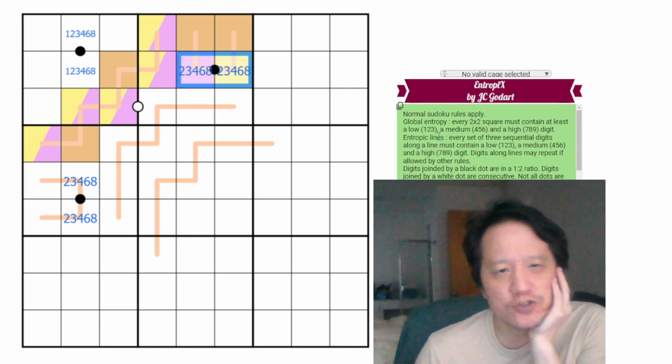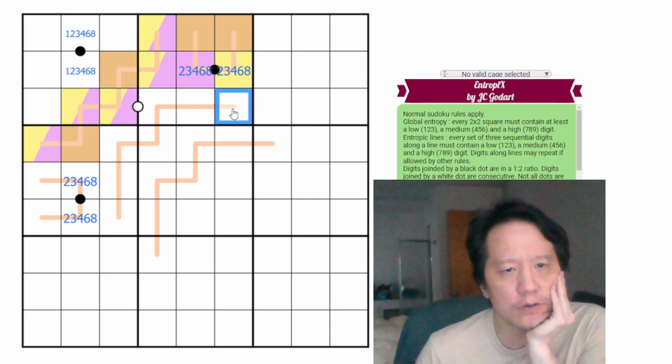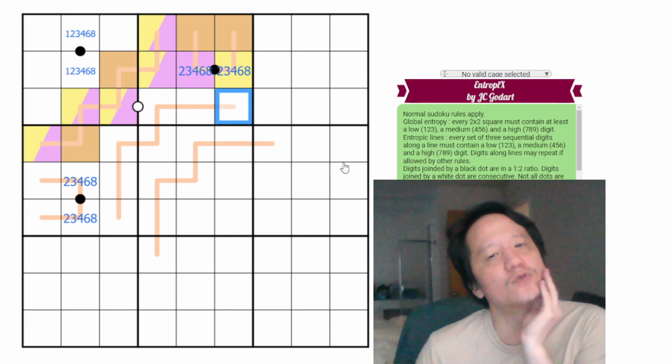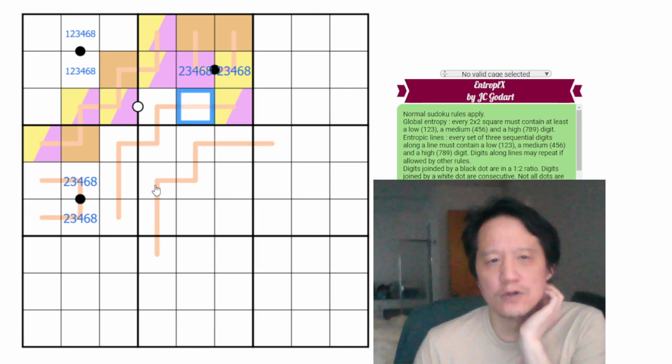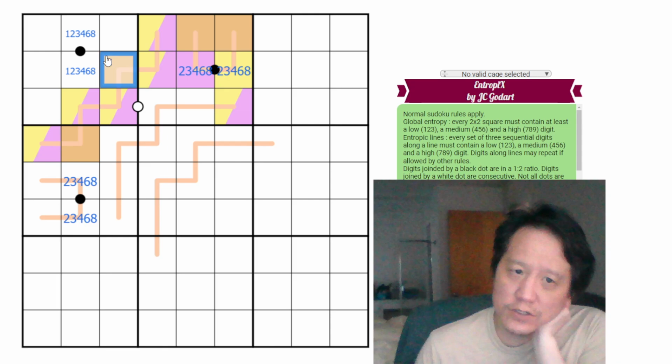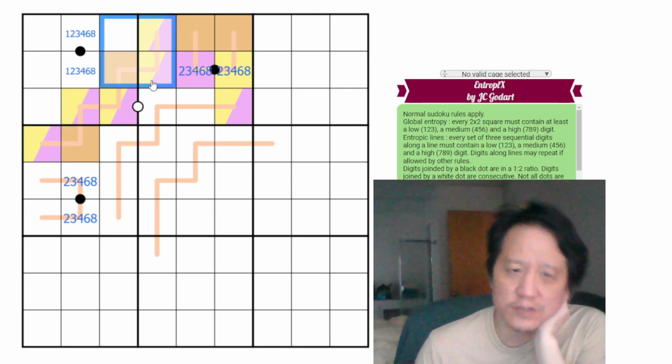So in every 2 by 2 square that contains at least a low. So the orange cannot be here, because if that's orange, this is a 2 by 2 square that does not contain an orange. So this is pink or yellow. 2 by 2 squares. This is fine because this is all 3. This is fine because this is all 3. This is fine because this is all 3.